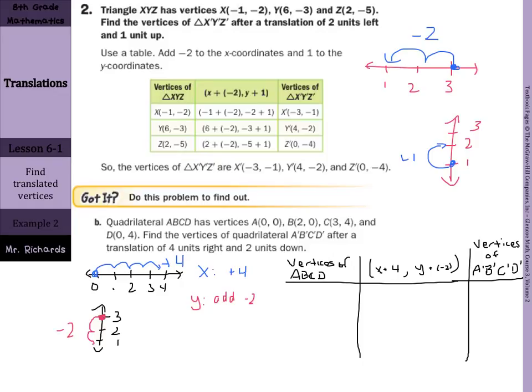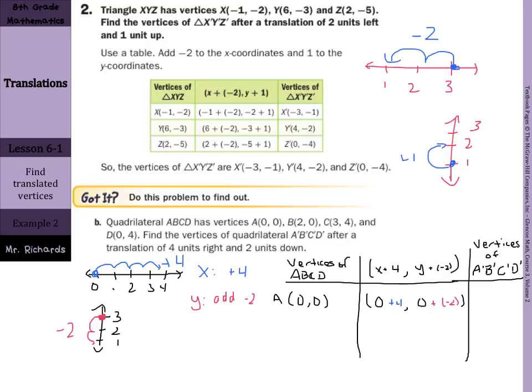All right. Well, for A, our original was 0, 0. And what are we going to do to our x and our y? Well, for our x, we're going to add 4. And for our y, which was 0, we're going to add a negative 2.